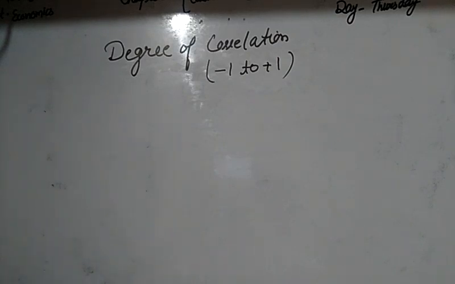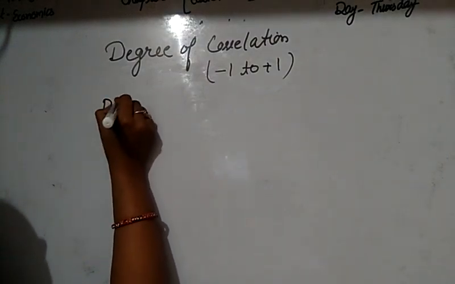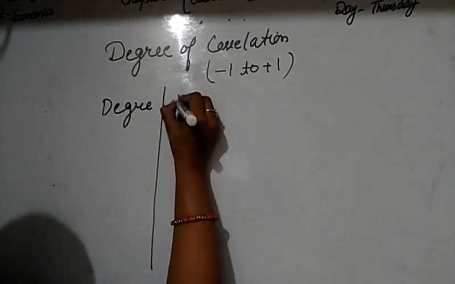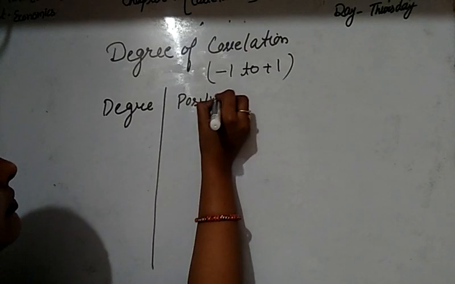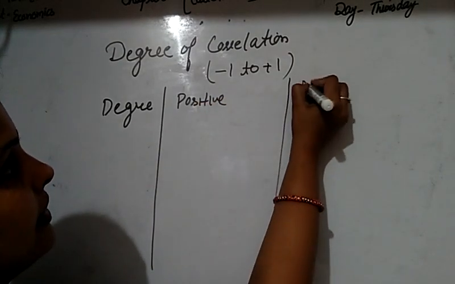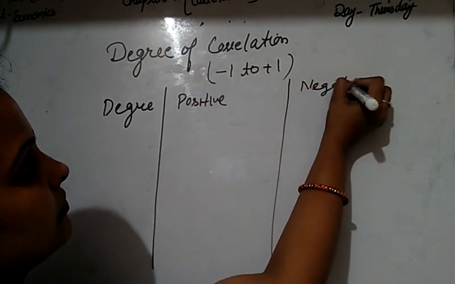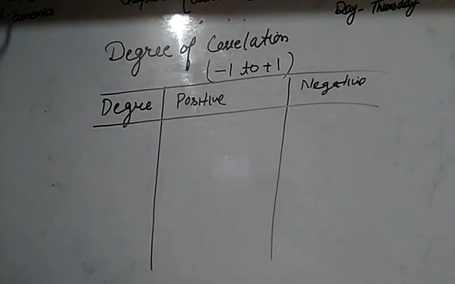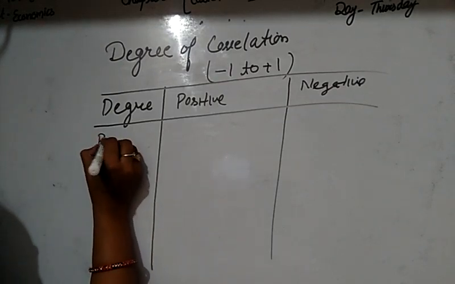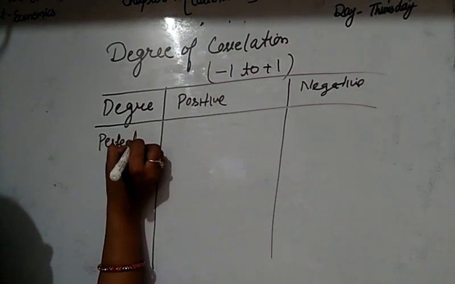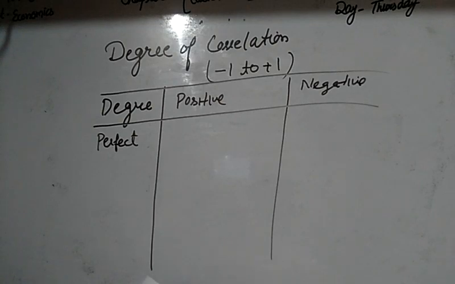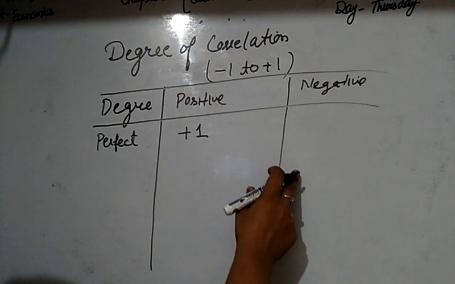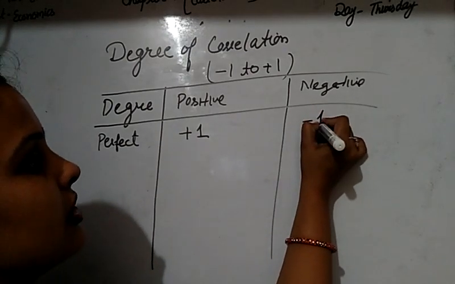Okay, so here I am making a chart so it will be more understandable to you. Degree, positive, negative. Okay, so students, first we see the perfect degree. When perfect degree of correlation is there, the value of correlation is +1. When it is perfect negative, the value of correlation is -1.